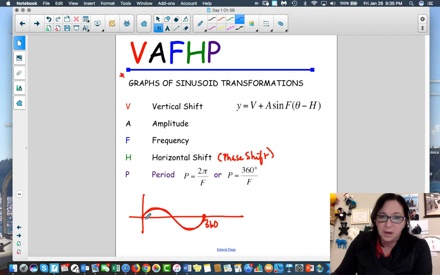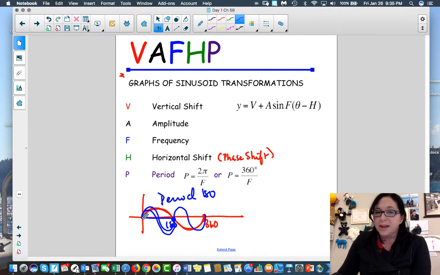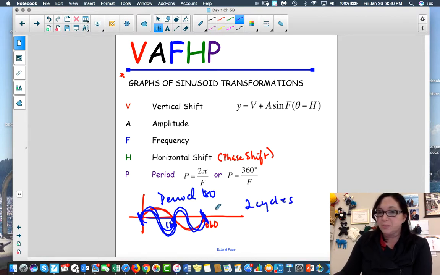However, sometimes you're going to see this. And so what just happened is that I have 2 full cycles. There's one cycle, and it ended at 180 degrees, which means that my period is now 180 degrees instead. And in addition to that, how many cycles do I have in a 360-degree period? I have 1, 2. So I had 2 cycles in a 360-degree period.